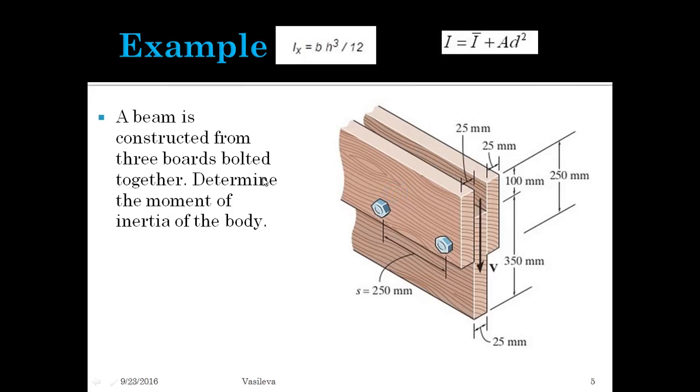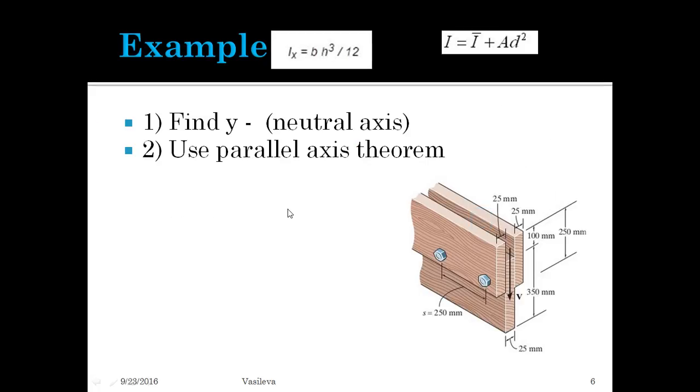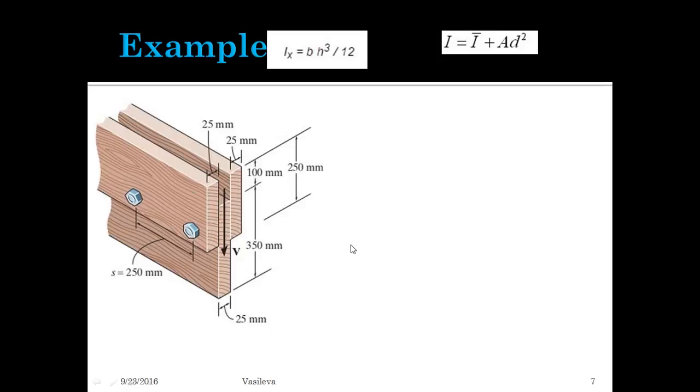So let's look at this example. A beam is constructed from 3 boards bolted together. Determine the moment of inertia of the body. So we have this overall composite body composed of 3 different boards. The first thing we want to do is find the neutral axis, or y bar, of the composite body, and then use the parallel axis theorem to calculate the overall area moment of inertia.